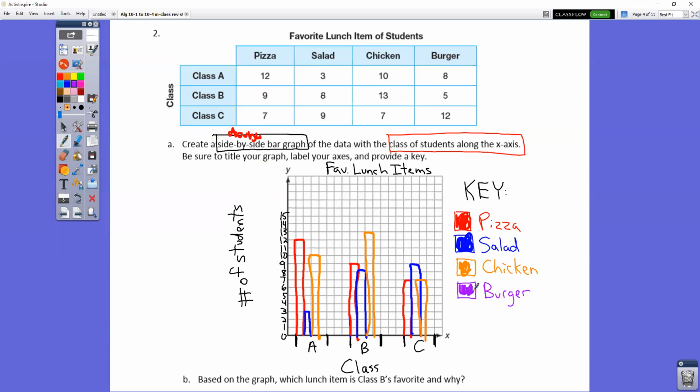For the burger, I'm going to use purple. I have 8, 5, and 12. So 8 for A, 5 for B, and C is 12.